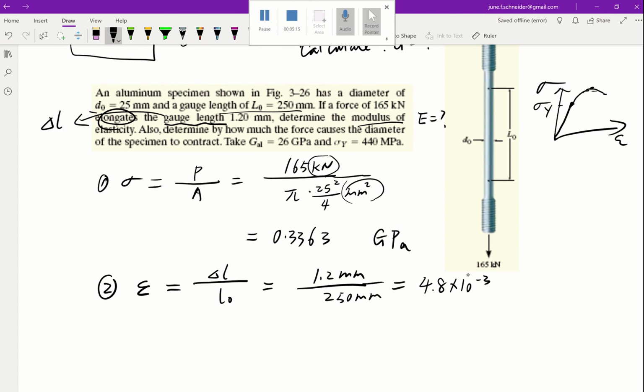Okay, so the last thing we can calculate is the elastic modulus. That's our Hooke's law.